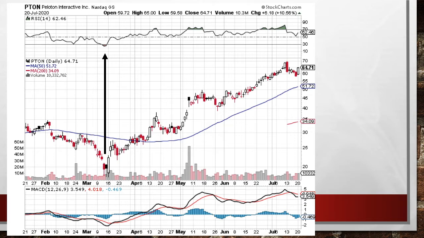Peloton here, very similar. We had an oversold reading in March and notice it bottoms at that point and then it goes on a tremendous run, more than doubling very quickly. Okay, so RSI is a very powerful indicator.